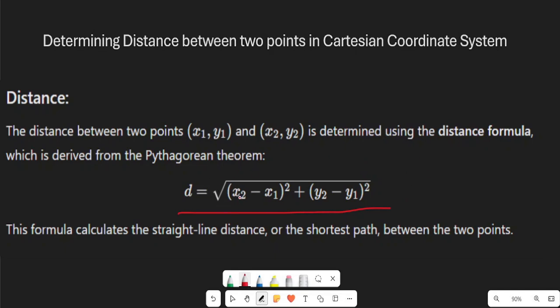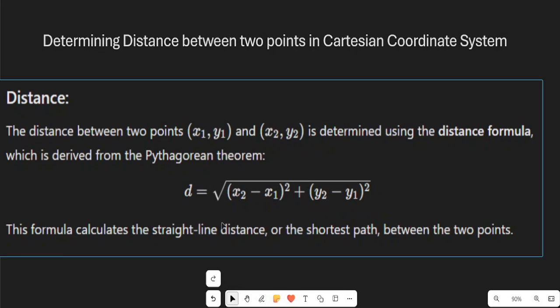So here the 2 points are x1, y1 and x2, y2. We can also write this like x1 minus x2 and y1 minus y2. Here, if at first we have written x2, then we have to write y2, and if we have written x1, then we have to write y1, and vice versa. So that is the formula of distance for the Cartesian coordinate system.